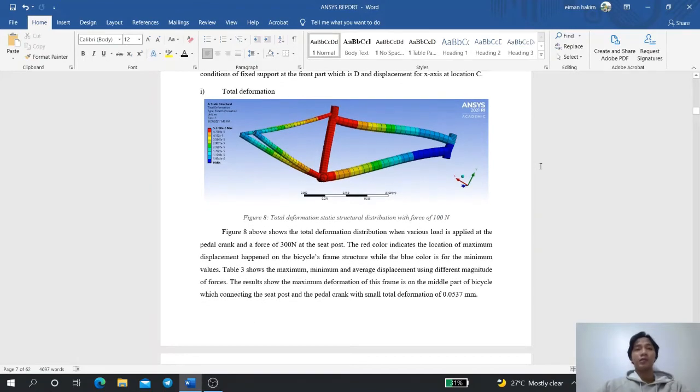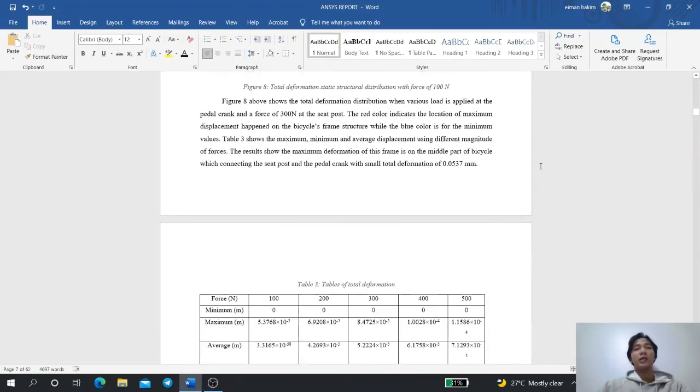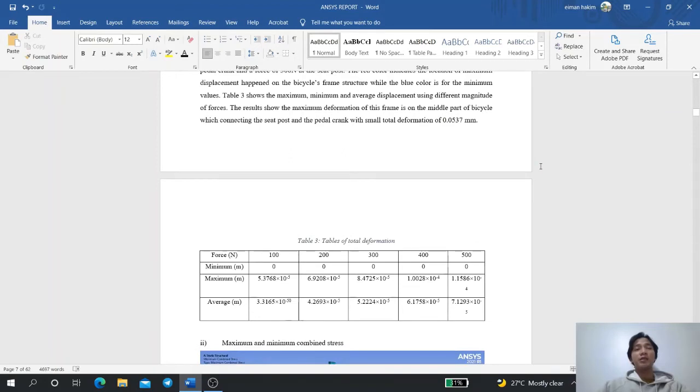This is the result in table form for the varied force of 100, 200, 300, 400 and 500 Newton. In the table, the result shows the maximum deformation on this frame is on the middle part of the bicycle, connecting the seat post and the pedal crank, with a small total deformation of 0.0537 mm.